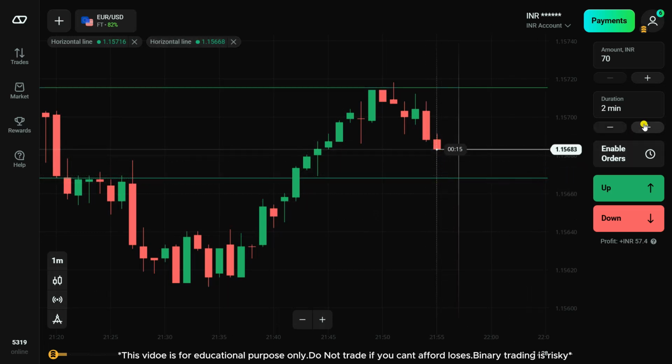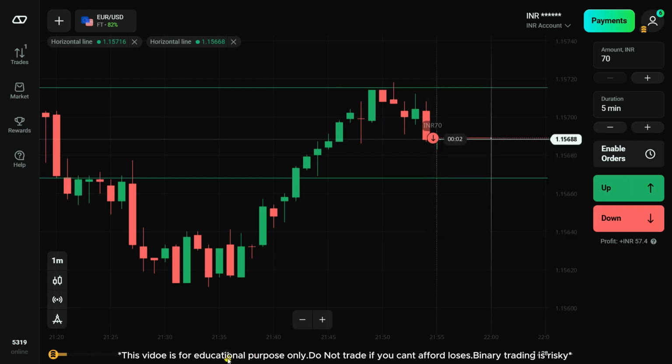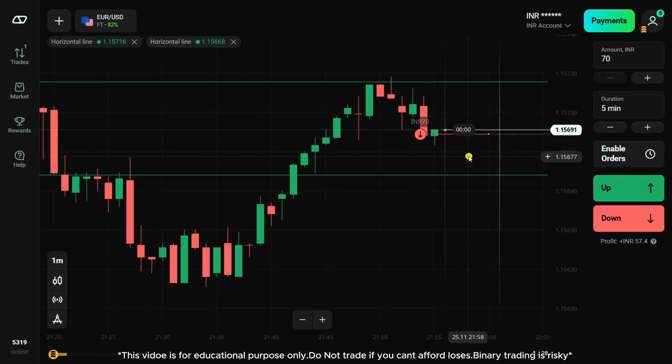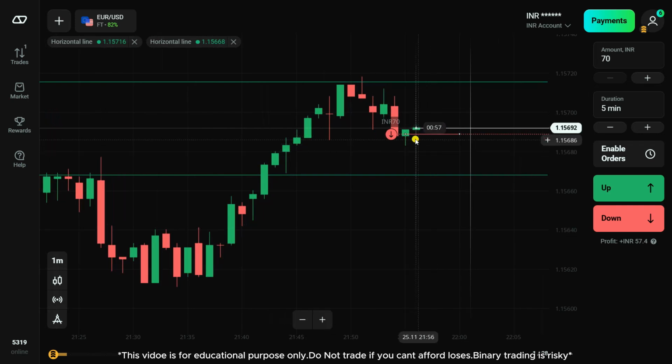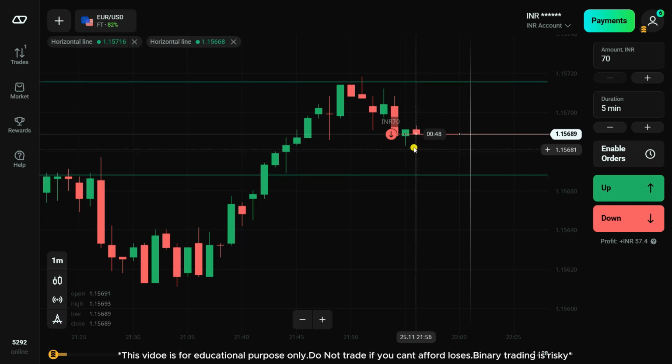So you can now place a 2 to 3 minute trade in a downward direction. Now I'm just placing a 5 minute downward direction trade, using the one-click method. I'm taking the trade in a downward direction, expecting the market will reach this level. The distance between the live market and the level is very high, so I'm trading downward for the 5 minute expiry, expecting the market will reach it.